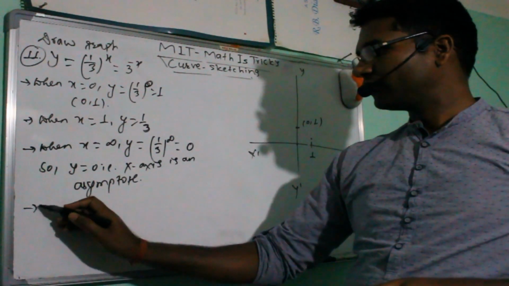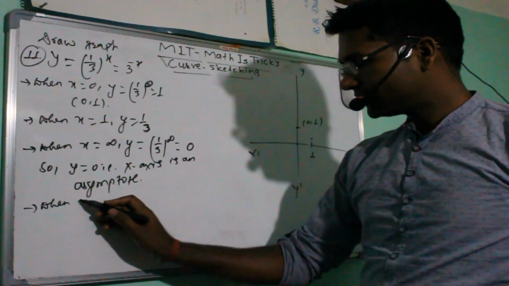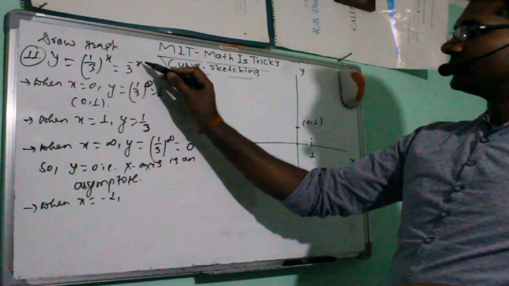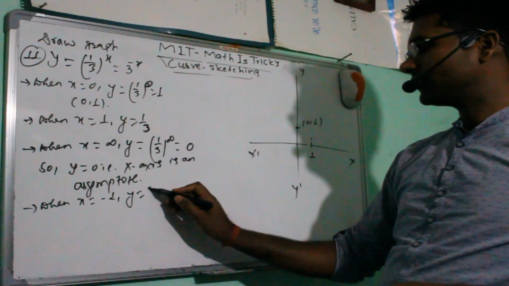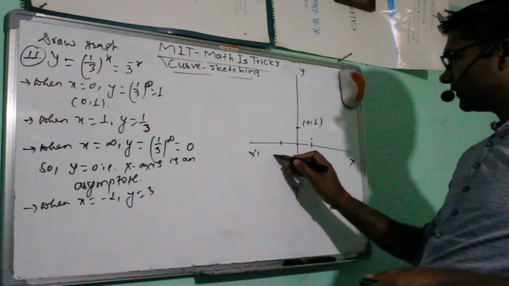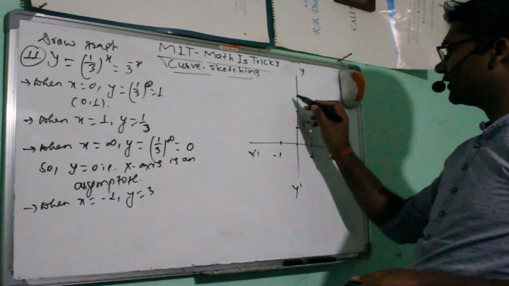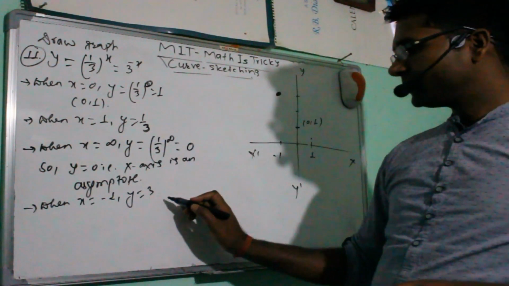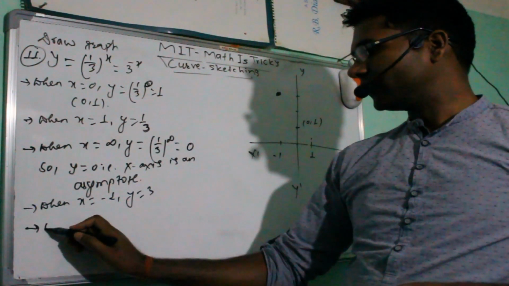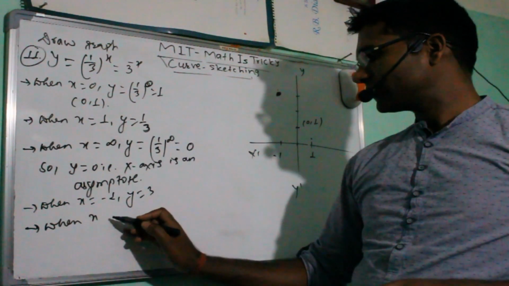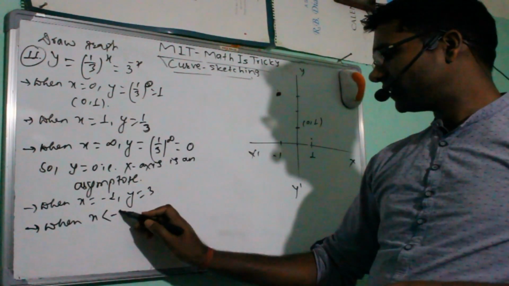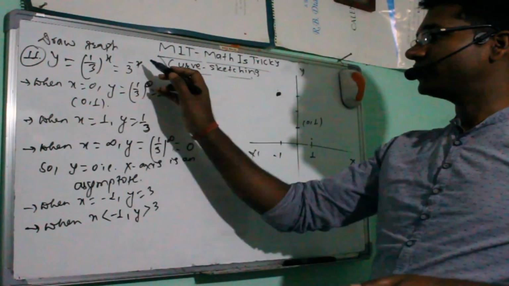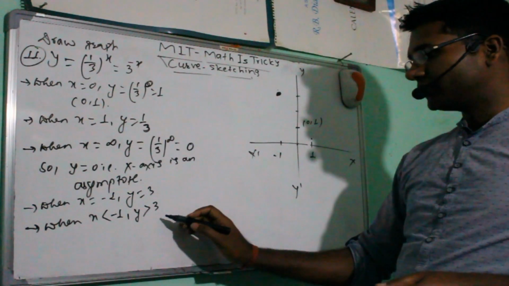Let's see here. When x equals minus 1, let's take a negative value. So minus plus, y equals 3. X equals minus 1 means y is 3. This value is here. And when x is less than minus 1, y will be greater than 3. For minus 2, it will be 9. So it is here.